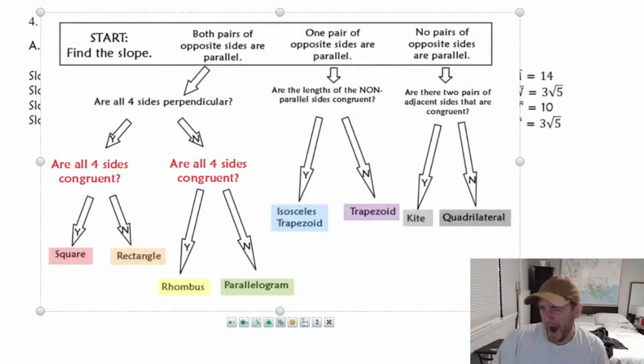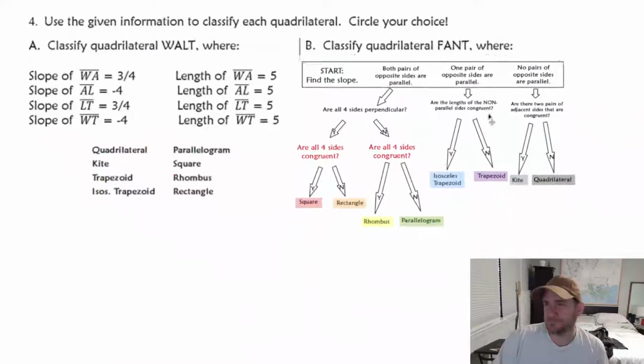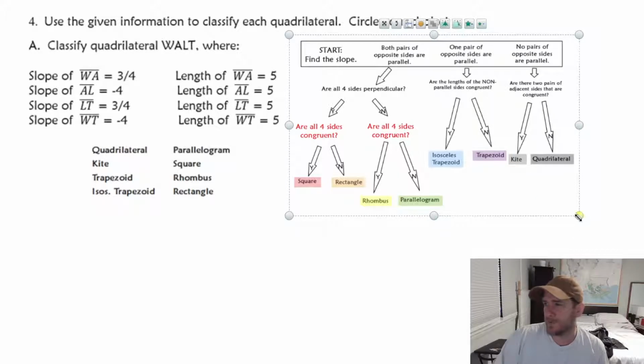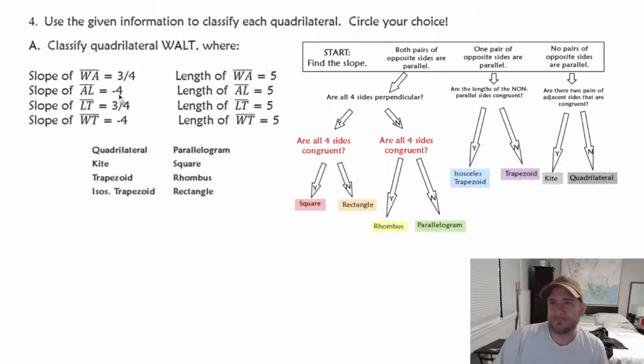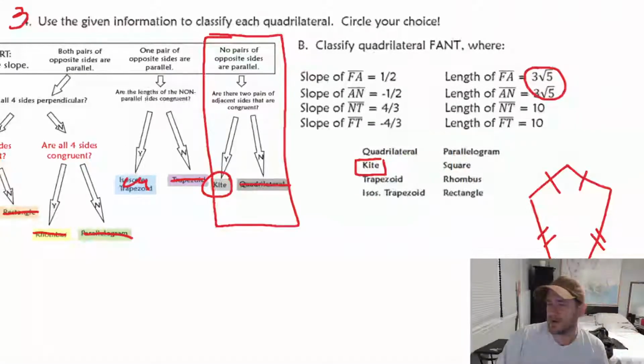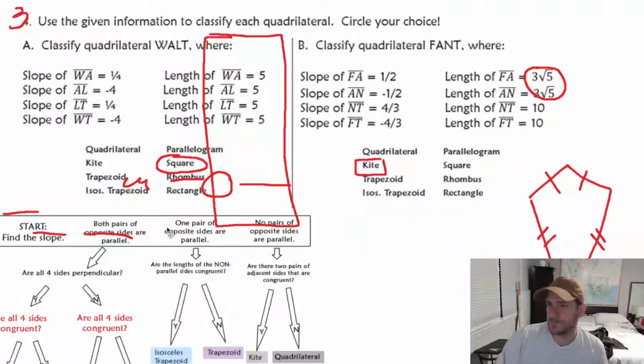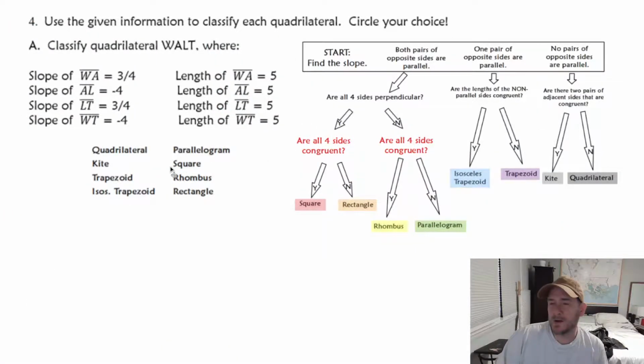All right. What about this? Wait, is that the same or different? Looks kind of the same. 1/4 and 4. All right, not the same. So what do we got? We've got slopes that are the same and slopes that are the same. So those opposite sides are parallel. So we're definitely coming down this side again.